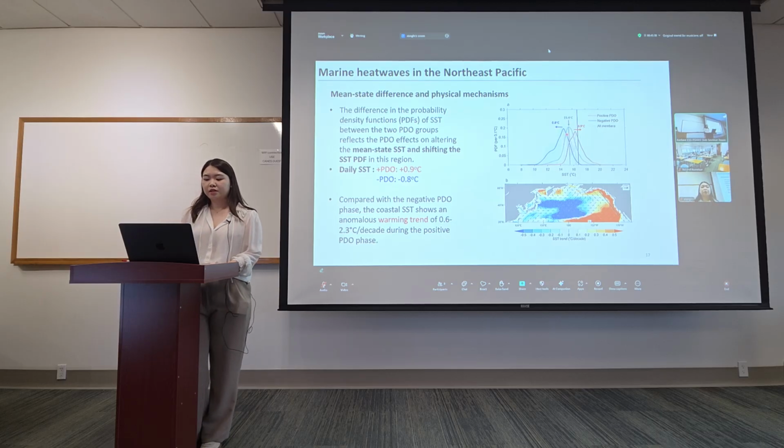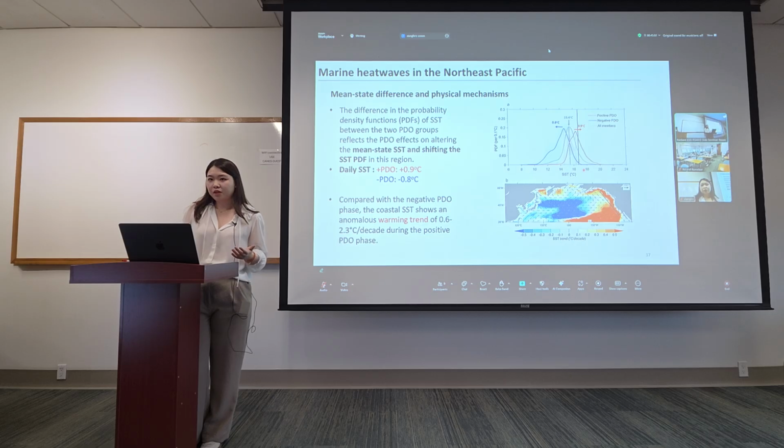When we separate the ensemble members into positive and negative groups, we can see a clear shift in the PDF distributions. During negative PDO, the mean SST is about 0.8 degrees Celsius cooler, while in positive PDO, the mean SST is about 0.9 degrees Celsius warmer. And the distribution is skewed towards the warm extremes. This suggests that the background SST state is important for determining the likelihood of the warm extremes.